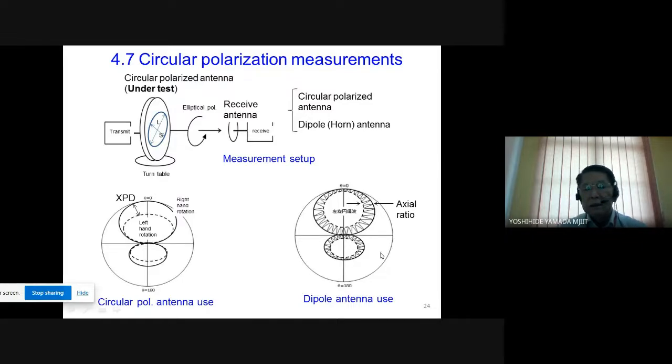This is one measured result of a circular polarized antenna by dipole antenna turning. This is a result of circular polarization antenna measurement.